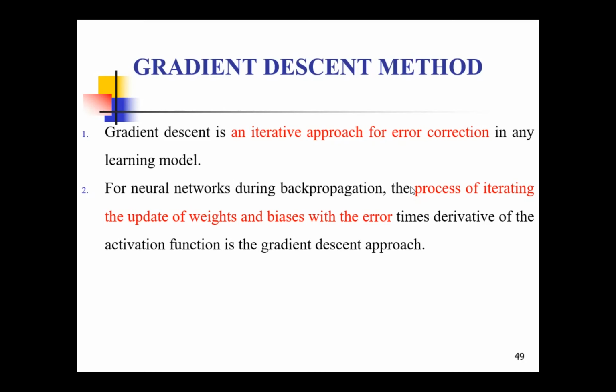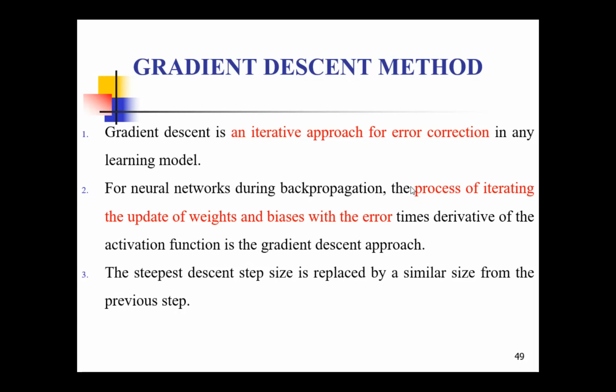The purpose of back propagation is to eliminate or correct the error. This is carried out by updating the weights along with the bias, because the sum is equal to input into weight plus bias. Input values I cannot change. I can change only the weightages and the bias. So for each and every iteration, I have to update the weight and bias with the error times the derivative of the activation function, and that is called the gradient descent approach.